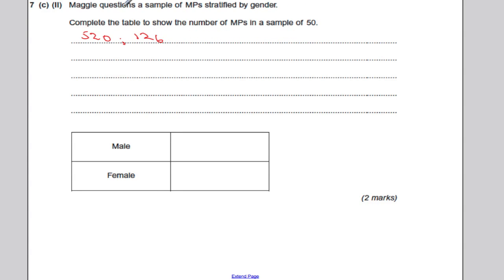Okay, Maggie questions a sample of MPs stratified by gender, and it says to complete the table to show the number of MPs in the sample of 50. If we remember from the last question, we had 19.5% female, and we had 80.5% male. Well, that just means the proportions of 50 must be the same. So I'm going to need 19.5% of 50 to get the number of females.